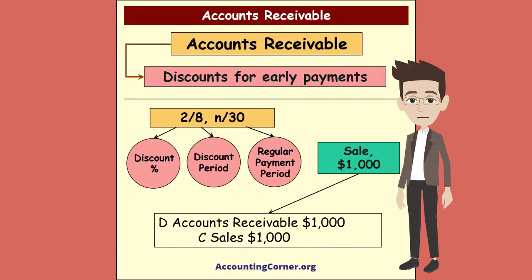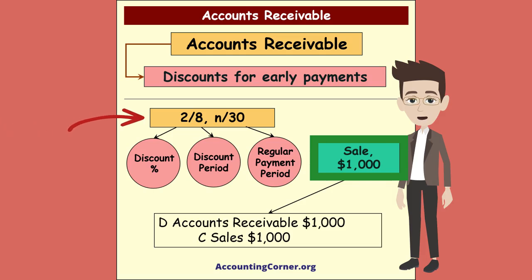For example, let's assume that the sale on credit amount was $1,000, with the following payment conditions, 2/8 N/30. The following accounting entry is done at the time of the sale. Debit, accounts receivable, $1,000. Credit, sales, $1,000. Such an entry indicates that the business has an accounts receivable of $1,000 from the customer to whom goods were sold.